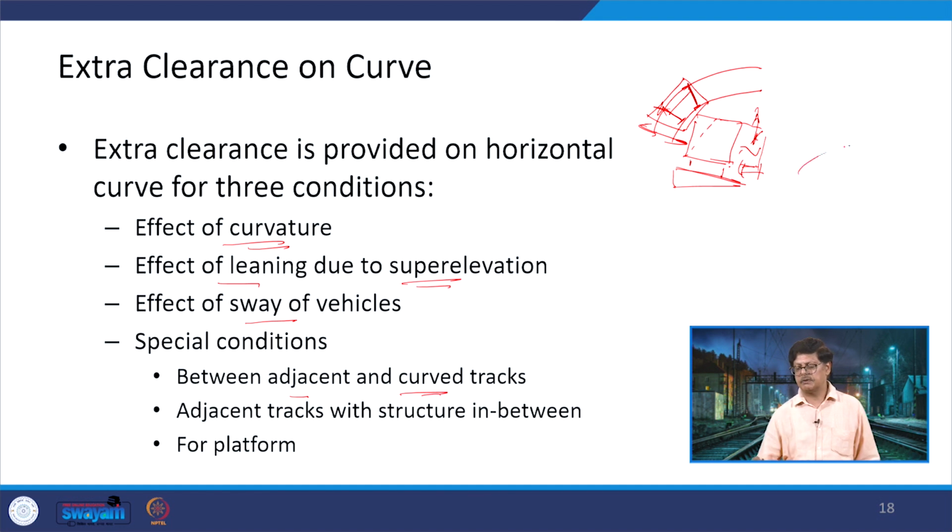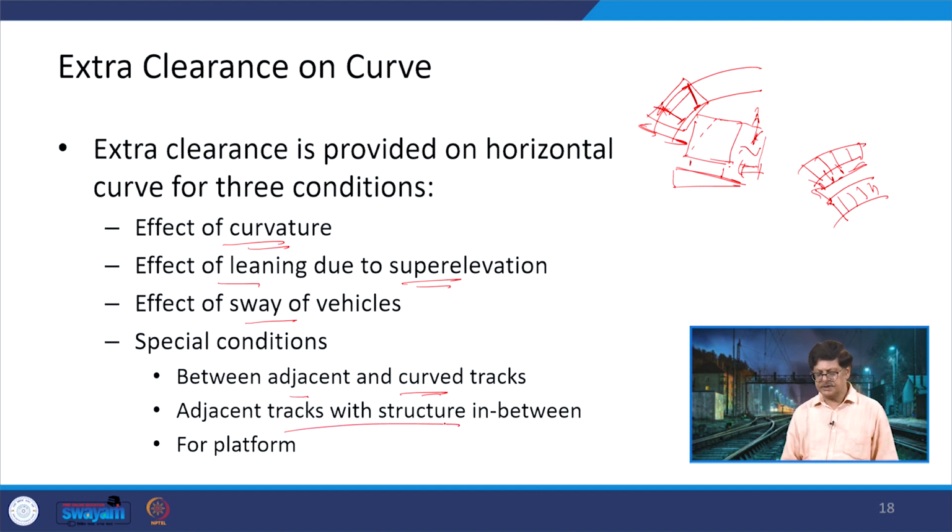If two tracks are being provided, so this is one track and then there is another track provided here. So, there is some leaning, some sway or some effect of curvature, because of which some clearance is required, but on this side the total clearance which was otherwise available is going to be reduced. We have to take care of these aspects. The adjacent tracks with the structures in between. So, if there is something being provided here in between, then with respect to that also, and in the case of the platforms, we will look at all of these cases one by one.